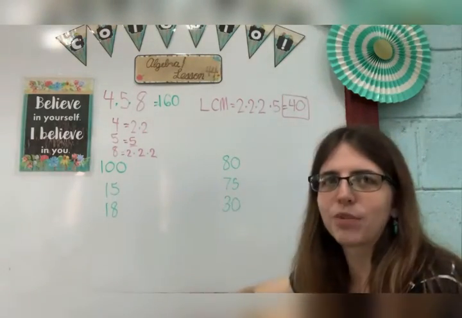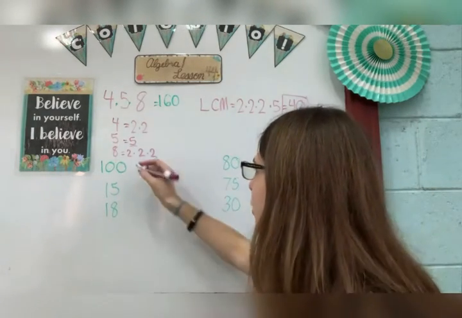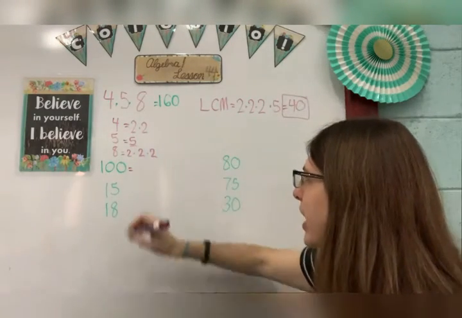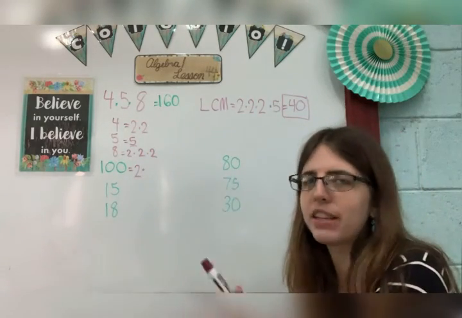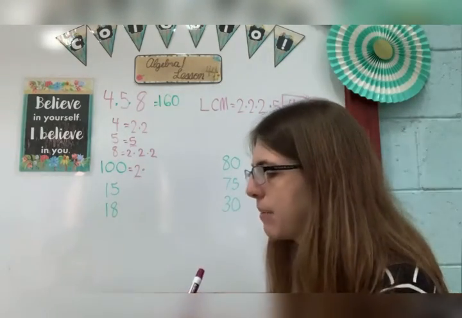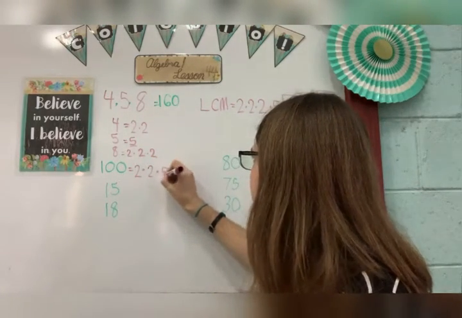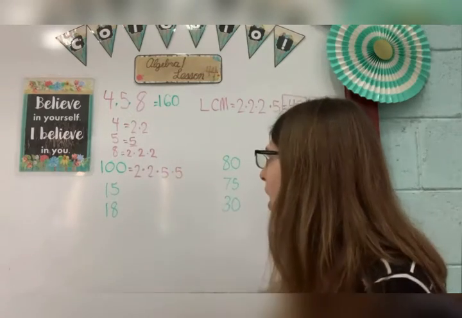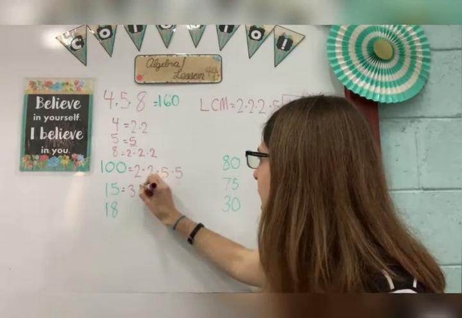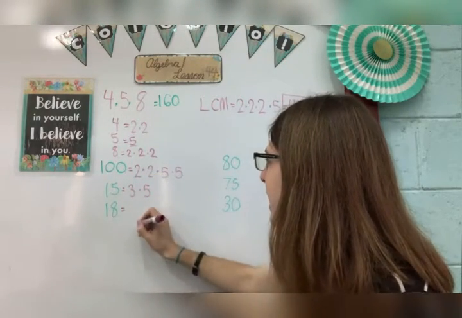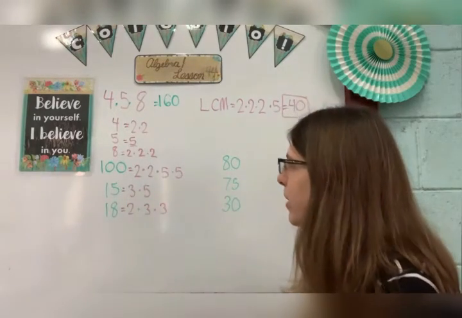100, 15 and 18. We're going to start by writing out their factors as prime factors. So for 100, if you can't do this off the top of your head, make sure that you use a ladder or something like that. For 100, it would be 2 times 2 times 5 times 5. 15 is 3 times 5. And 18 is 2 times 3 times 3.